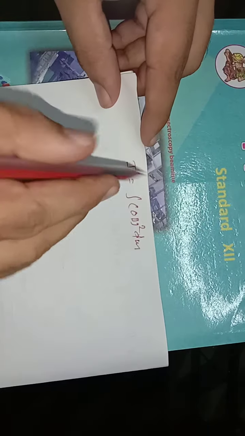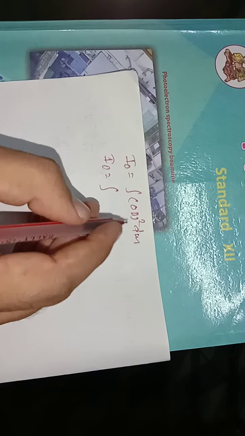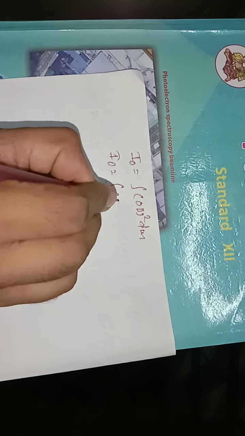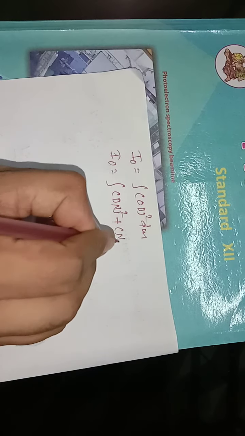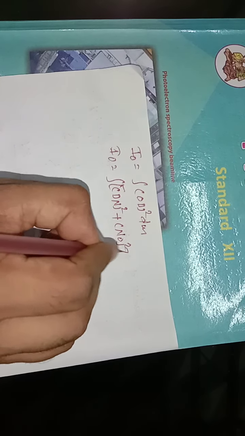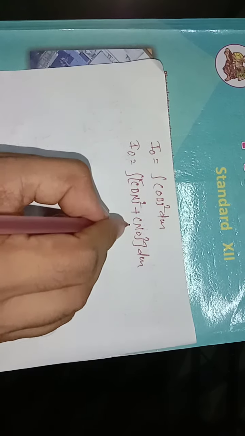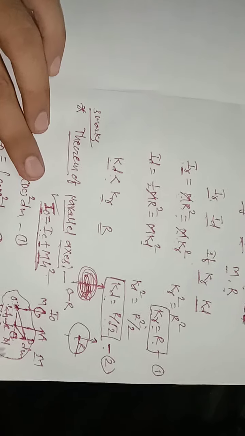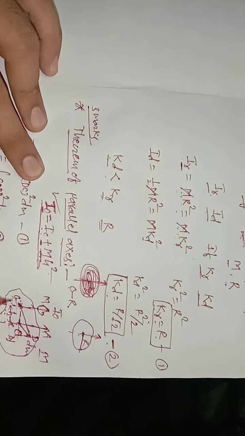So I_O is equal to the integration of, instead of OD, we can write DN square plus NO square, in bracket, into dm. So what is NO? From that figure, instead of NO, we can write OC, this is the center of mass. OC plus CN means NO or ON.